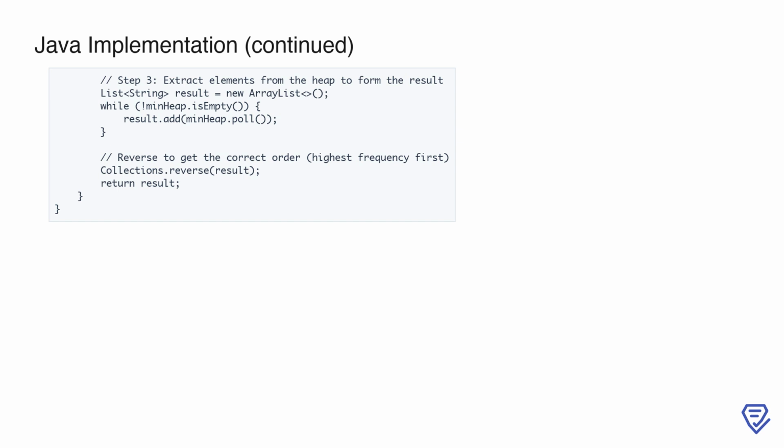To correct this, we reverse the list using the Collections.reverse method, so the words are arranged in descending order of frequency, which matches the problem's requirements. Finally, we return this list as the result. This completes the implementation, effectively leveraging a frequency map and a priority queue to solve the problem efficiently.